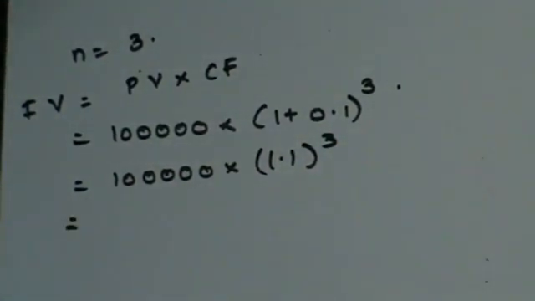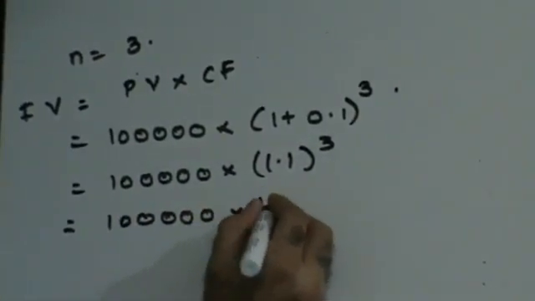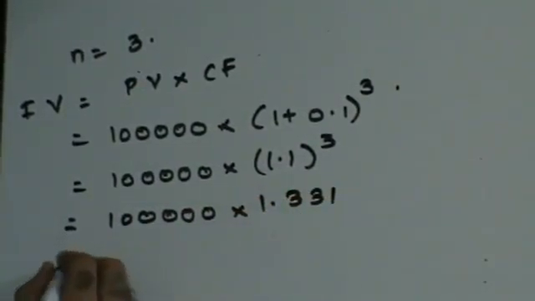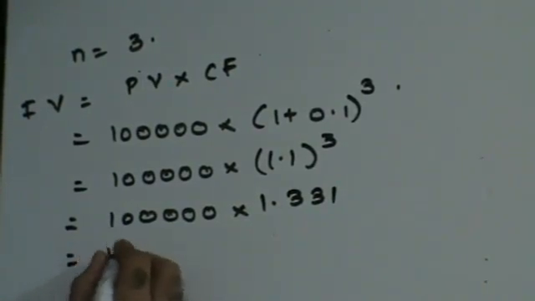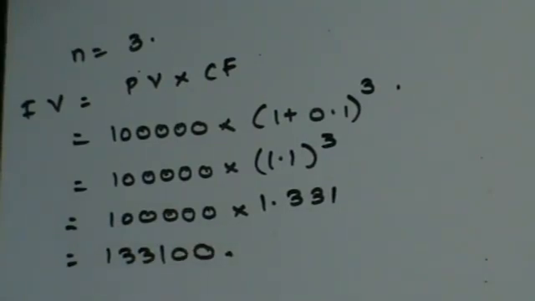Now guys, on the calci, when you are doing this, you press 1.1 into, go on pressing equal to till the time your counter reads 4. 1.331. So this is 1 lakh into 1.331. Right? So 133100. So he'll get 1,33,100 on maturity at the end of 3 years.